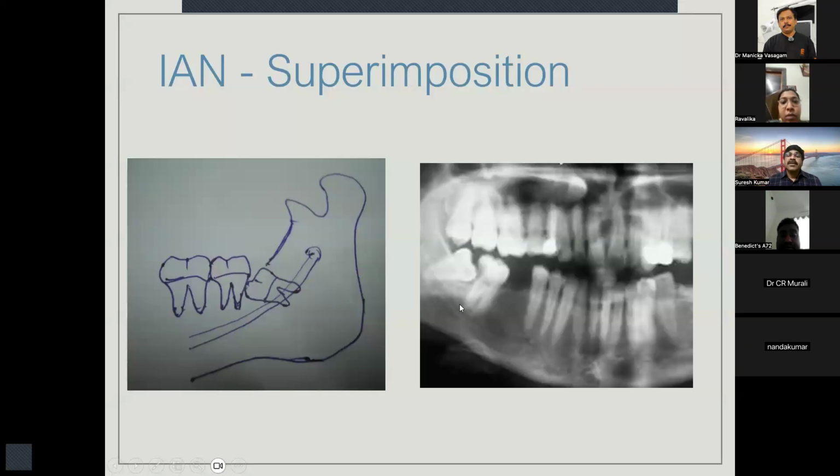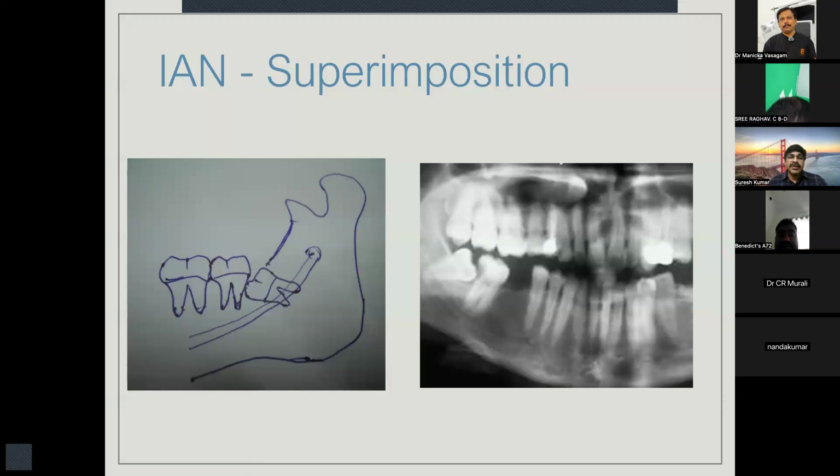Okay, like that, when I look at the inferior alveolar nerve shadow also, you see the line which is intact, the lower line also is intact, there is no interruption. That means it is actually superimposition. There is not much close proximity of the nerve to the tooth. So in these cases we are very safe. You can remove the tooth without any problem, without causing damage to the inferior alveolar nerve.